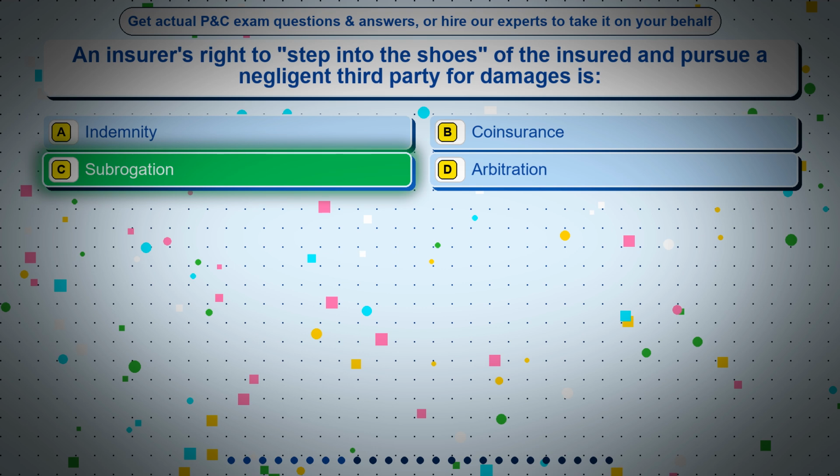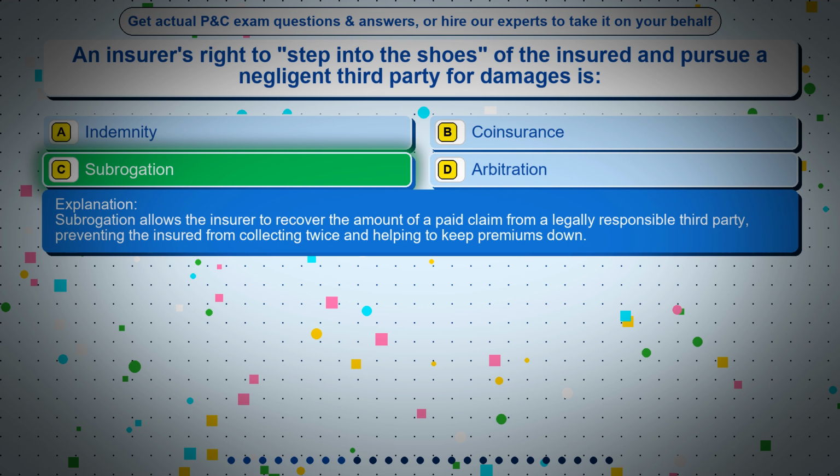Subrogation. Subrogation allows the insurer to recover the amount of a paid claim from a legally responsible third party, preventing the insured from collecting twice and helping to keep premiums down.